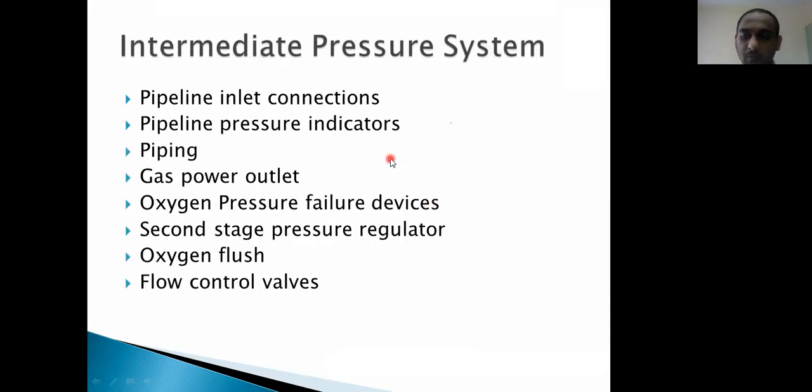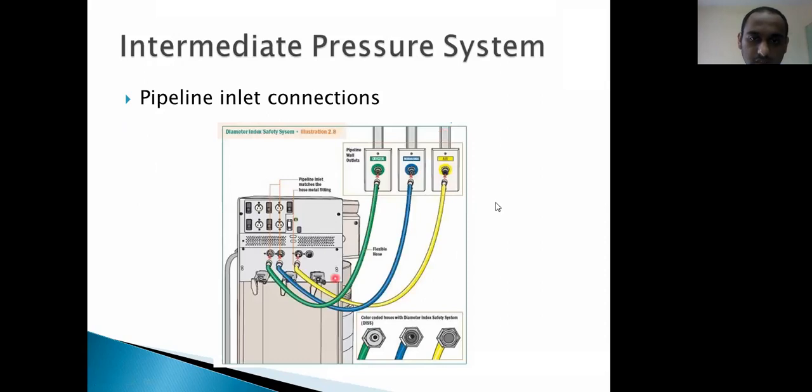We move on to the intermediate pressure system. Now the intermediate pressure system has the central pipeline inlet connections, their pressure indicators, all the piping, gas power outlet, oxygen pressure failure devices, second stage pressure regulator, oxygen flush, and the flow control valves. Now all of these components we have seen in the diagram. So these are the connections.